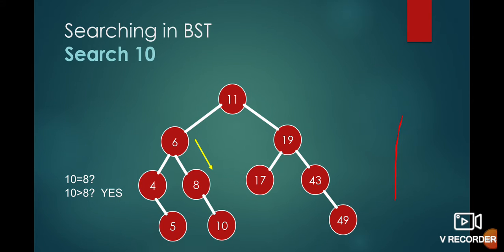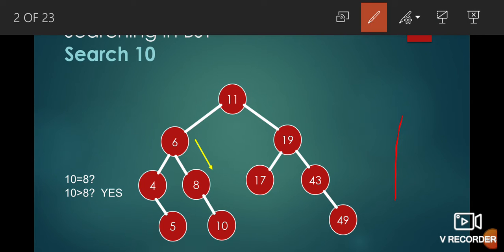So if it is true, now 10 is greater than the root node, so I will check the right subtree. The right subtree of 8 is this. 8 has no left subtree, so don't get confused that every node will have a left and right subtree. So the right subtree will be this one. The subtree is left with only one element. So now we will continue the same process.